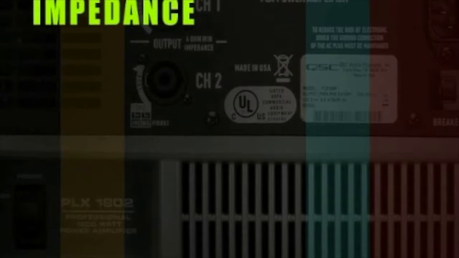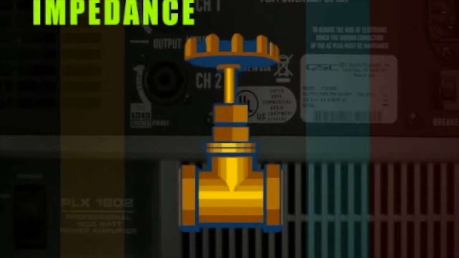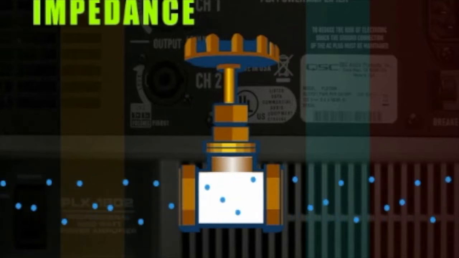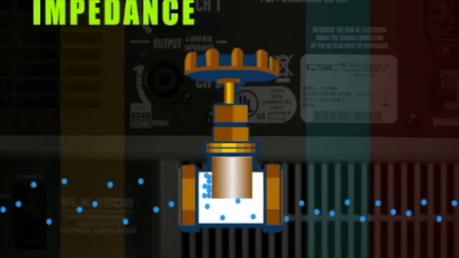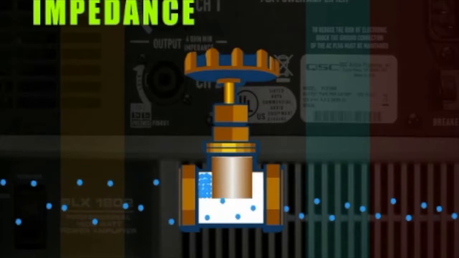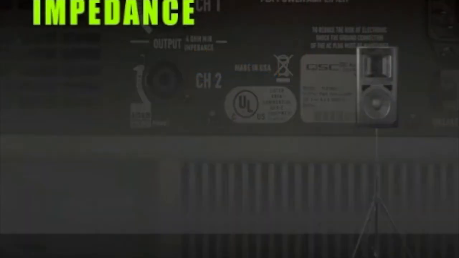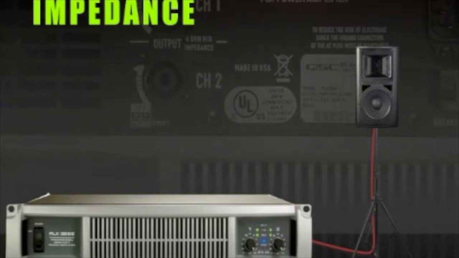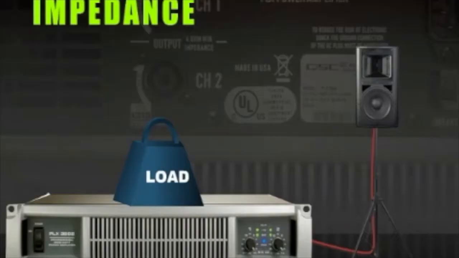It is helpful to think of impedance in terms of a valve. When the valve is fully open, there is no impedance, but close that valve 1/4 of the way and there is resistance to the flow. Connecting a loudspeaker to the output of an amplifier creates resistance, and hence a load is applied to the amplifier.